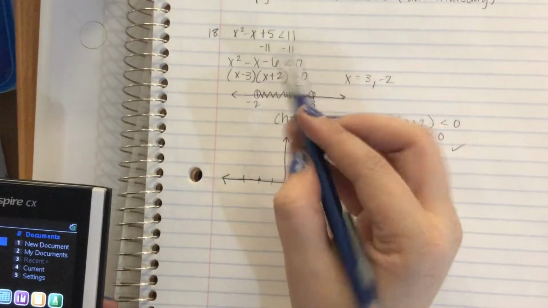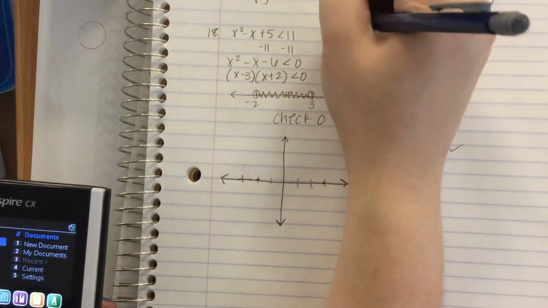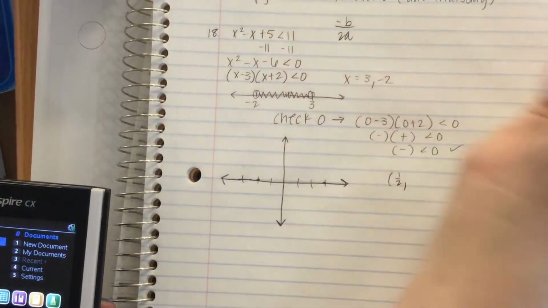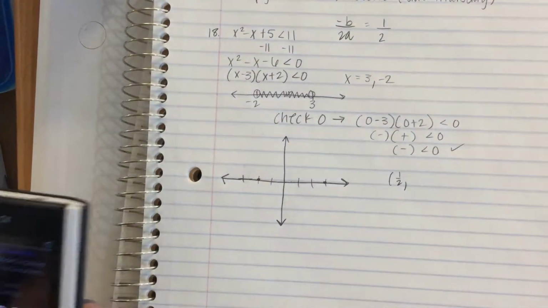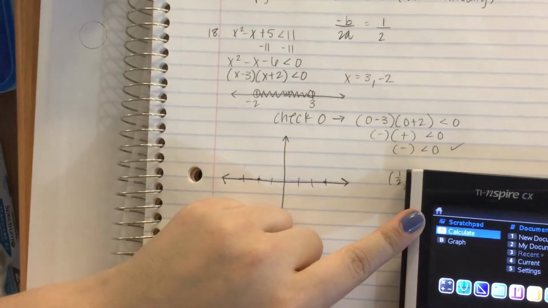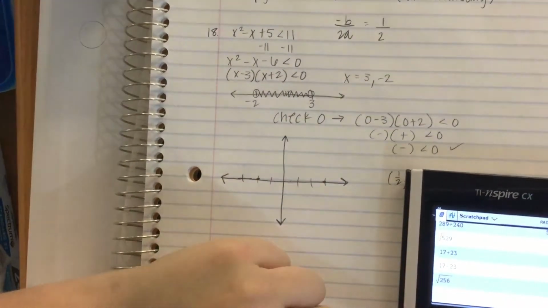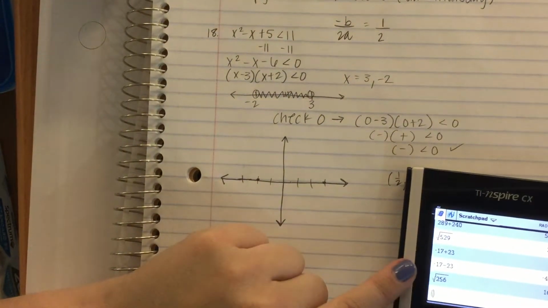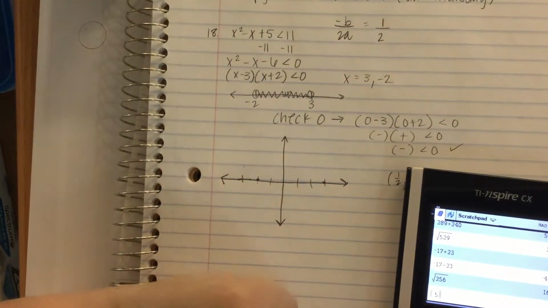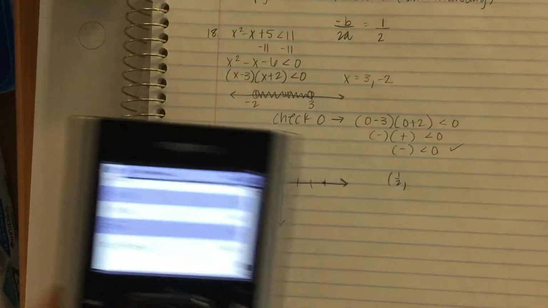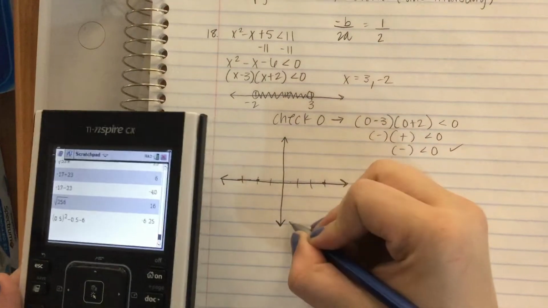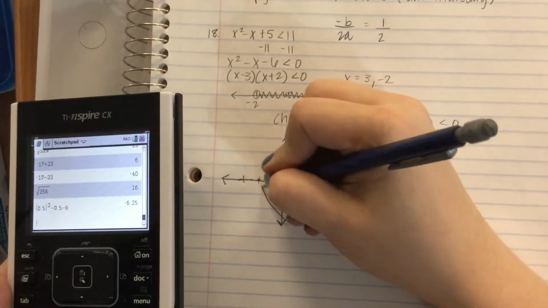So when I find my vertex, I do -b/2a. So -1 is 1/2, right? Okay, so I'm just gonna plug this in. 0.5 squared... -6.25. Good job. So it's down here somewhere. So it's going this way.